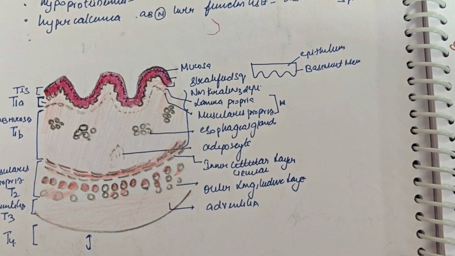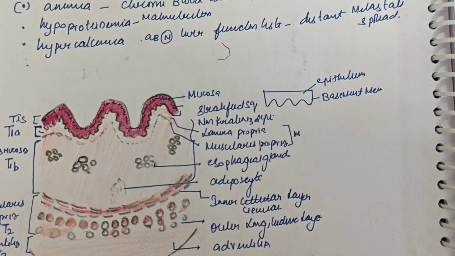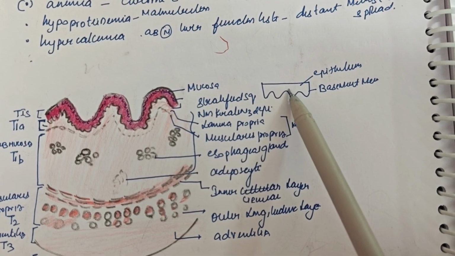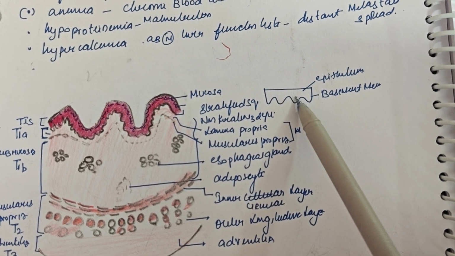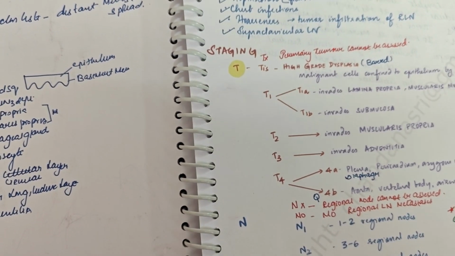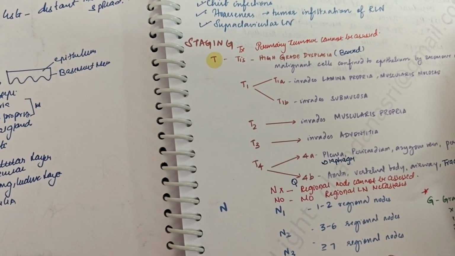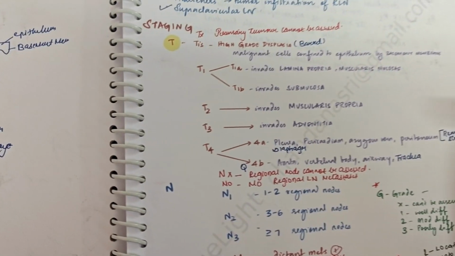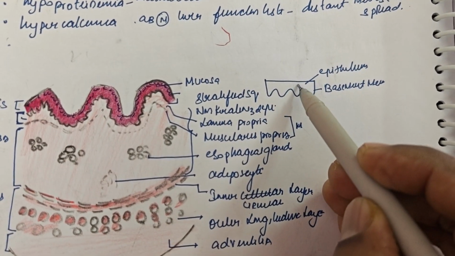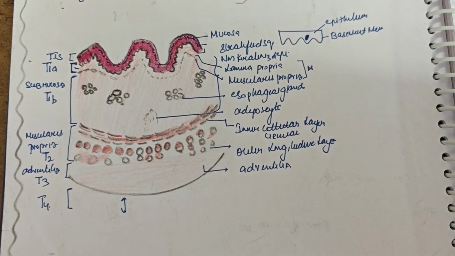Say for example the cancer is present at the epithelium, till the basement membrane. This is what you call Tis, T in situ. It is in situ in the sense that it is inside the epithelium; it has not come out. The malignant cells are confined to the epithelium by the basement membrane. Next is T1a staging.